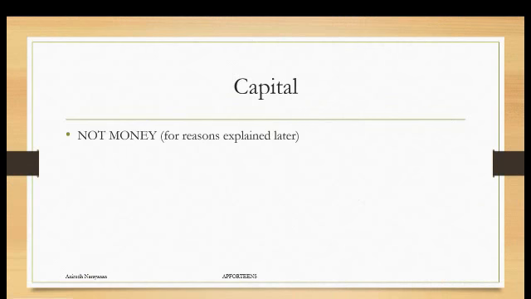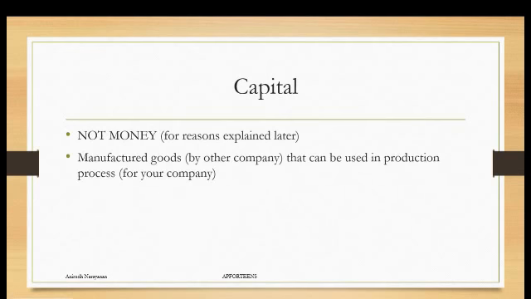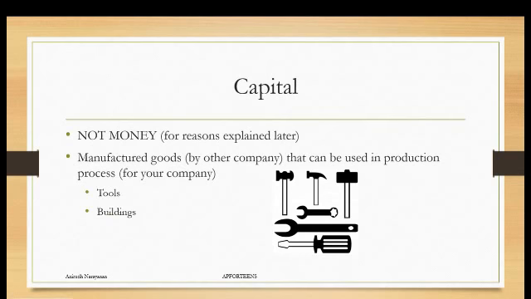Capital. This is not money, and that'll be explained later. I repeat, this is not money. Let me say it one more time. It's not money. Manufactured goods by other companies that can be used in the production process for your company are capital goods, and that's what this is talking about. Alright, it can be tools, it could be buildings, it could be machines, anything that somebody else made, sold to you, and you are using to make more of your own product.